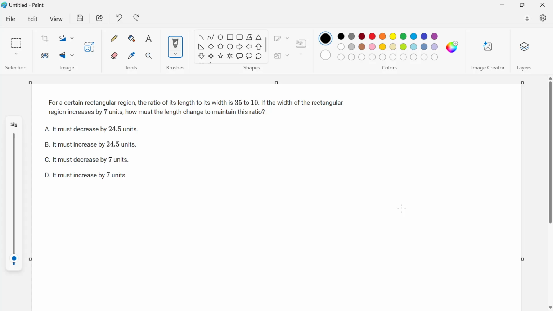What type of math is this? Ratios. Also rectangles, but more importantly ratios, which can be written as fractions. So there's going to be fractions. I'm identifying the type of math, and then I make sure that I know what it's asking for.